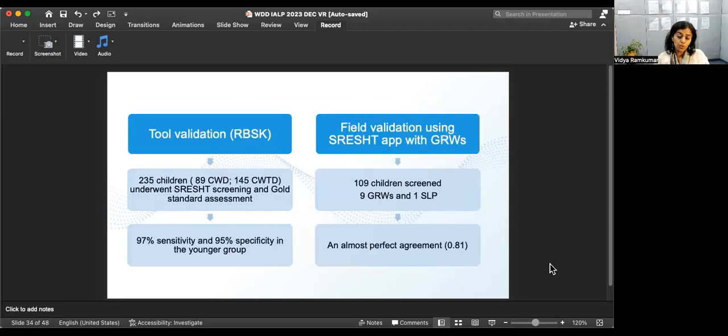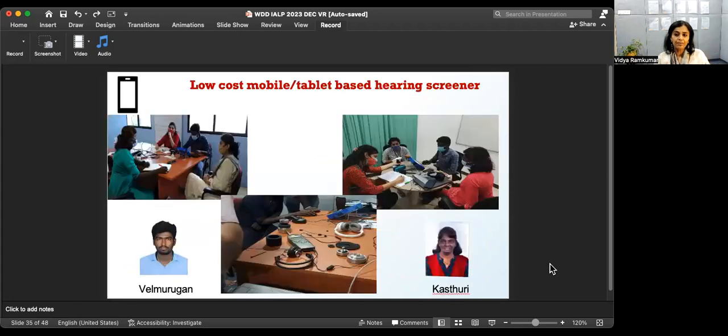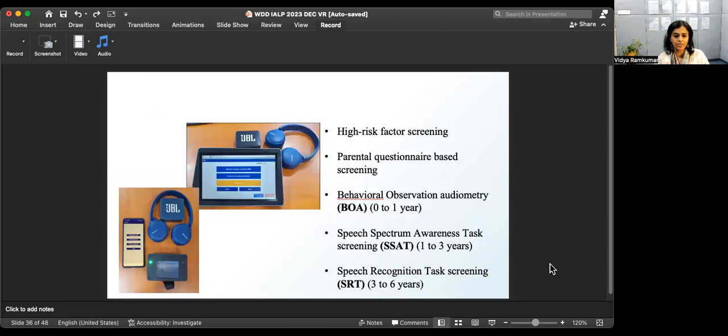We validated the tool as well as field validated the app with the help of grassroots workers. We also developed a low-cost mobile tablet-based hearing screener. And this was developed particularly for the age group of 0 to 6 years, which is currently really not available much. If you look at the literature for adults, there'll be 50 apps that come out. But for children, we have very, very limited resources.